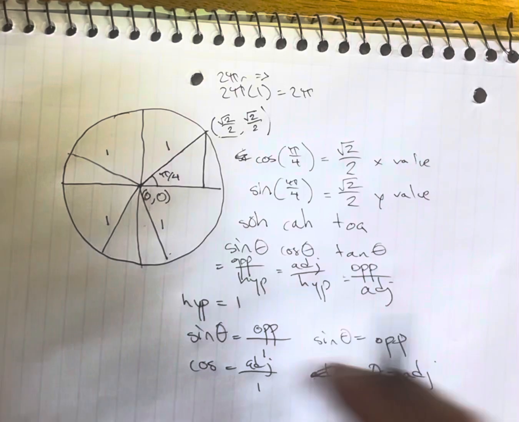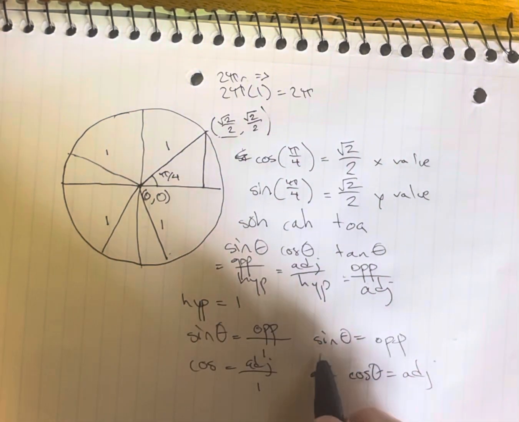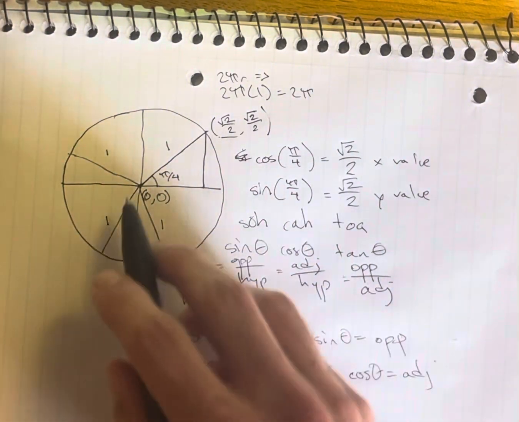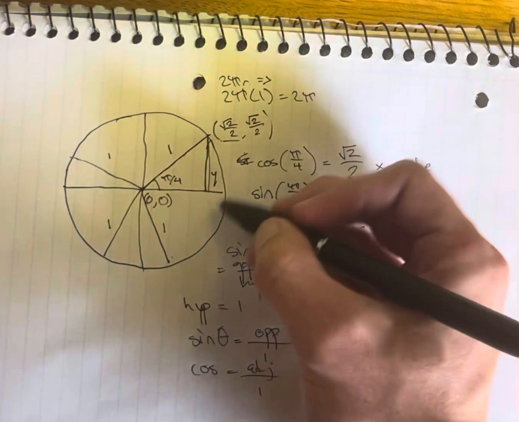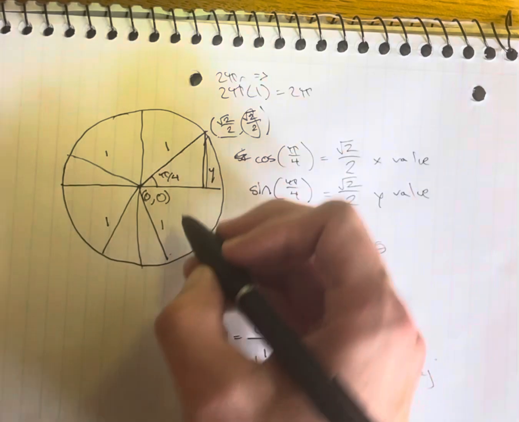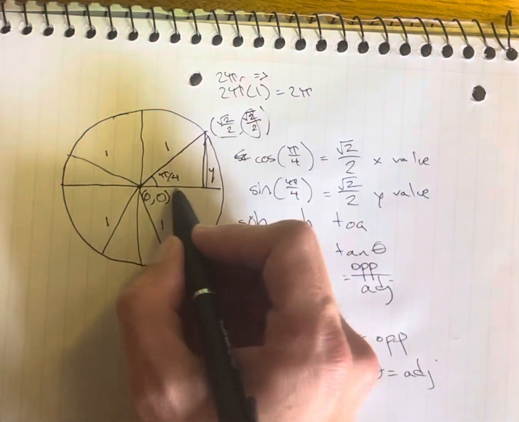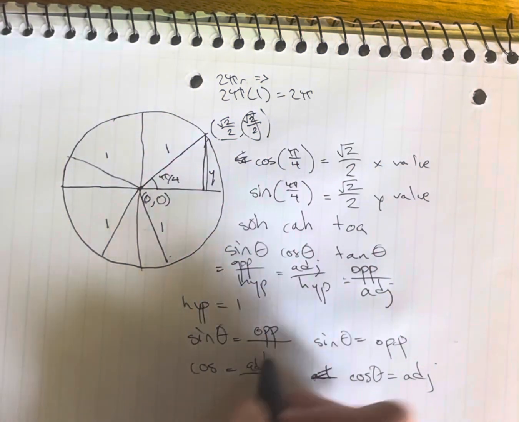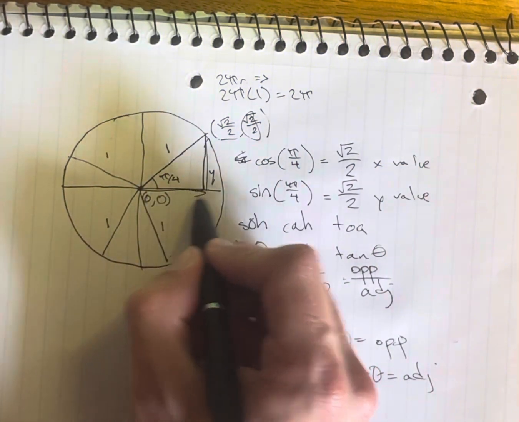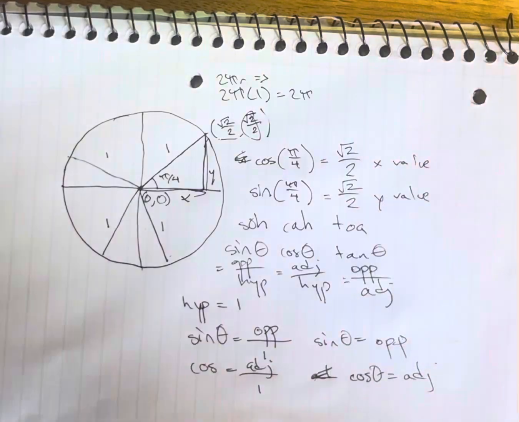So, thinking about this, the sine of the angle is going to be the side opposite of the angle. It's going to be right here. That's going to be your y distance. And that's why you get the y value by taking the sine of this angle. And with cosine, it's the side adjacent. So right here, that's going to give you the x value.